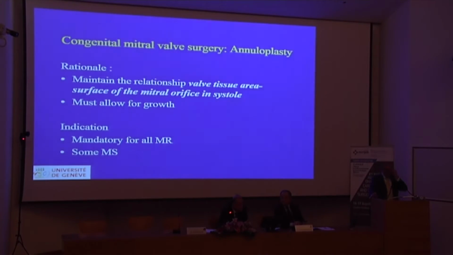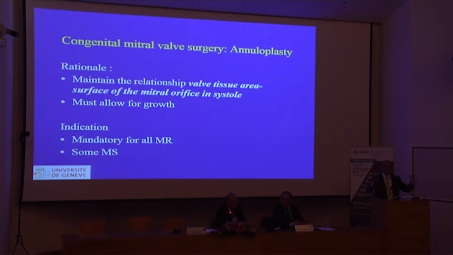Now, regarding the annuloplasty, the rationale of the annuloplasty in children is that you have to maintain the relationship between valve tissue area and the surface of the mitral orifice in systole. But the big problem, as you know, is that children are supposed to grow up, and your ring is also supposed to allow for growth and to grow up according to the general growth of the child. For me, the annuloplasty is mandatory for all cases of mitral regurgitation, and in some cases of mitral stenosis in which I'm obliged to do commissurotomy.